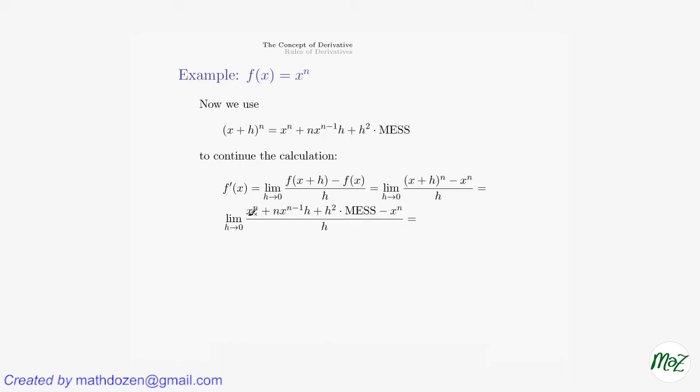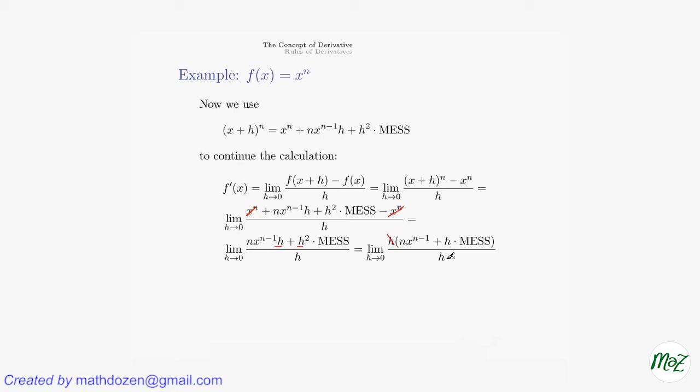and we immediately notice that x to the n can be cancelled with that minus x to the nth power. So we're left essentially with two terms, n times x to the power n minus 1 h, plus h squared times something rather complicated. What we're going to do now is factor out h, and we're going to end up with h multiplied by n times x to the power n minus 1 plus h times something complicated.